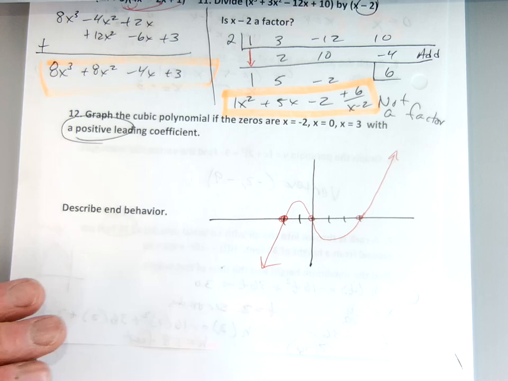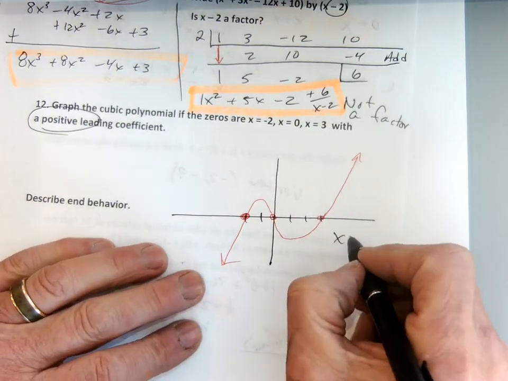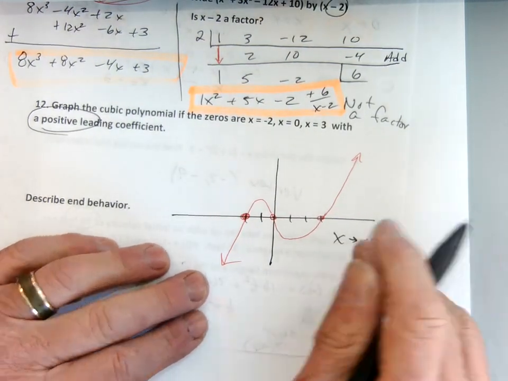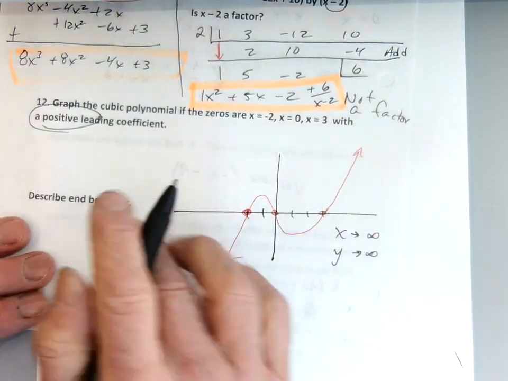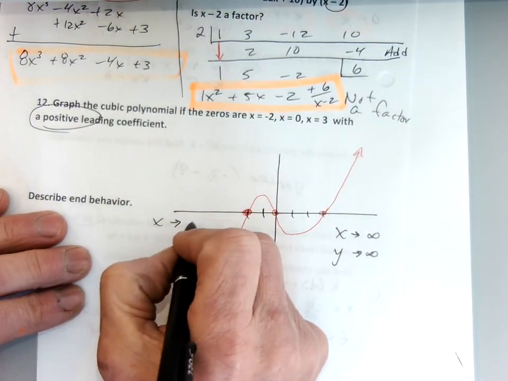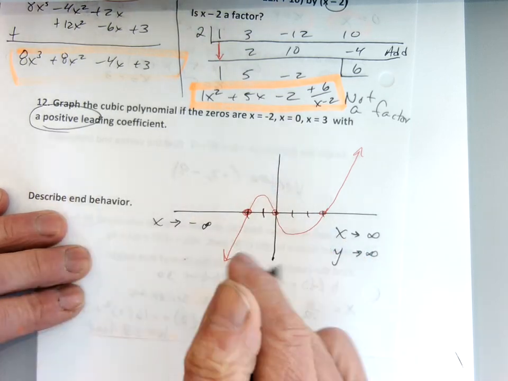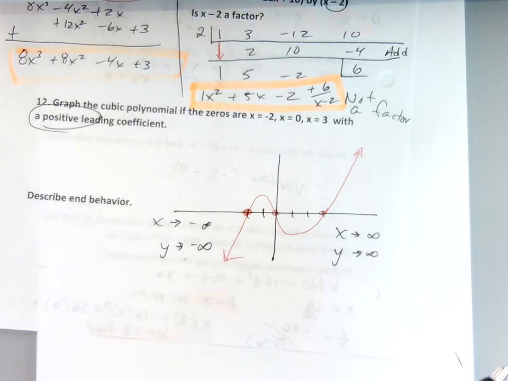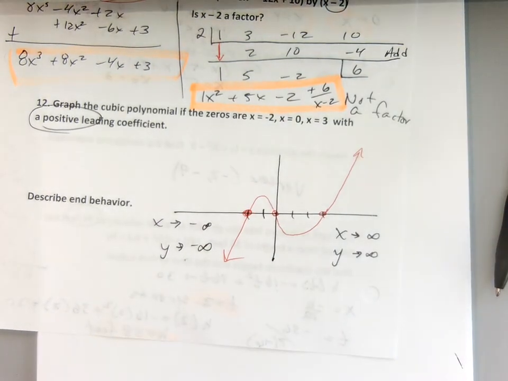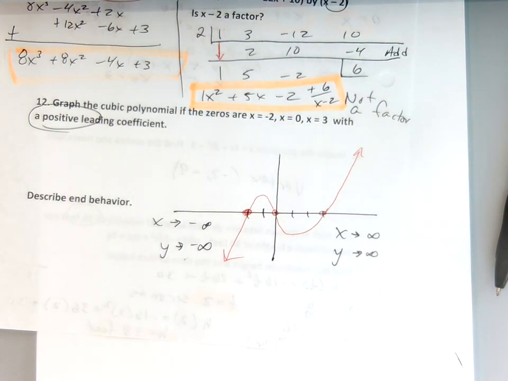Now, end behavior, okay? So as x approaches infinity, y is approaching infinity. As x is approaching negative infinity, y is also approaching negative infinity. Okay, that's all I have. We'll do 2 more days of this, and by the time I'm done on Thursday, you'll be ready for this. Okay, that's all I got.